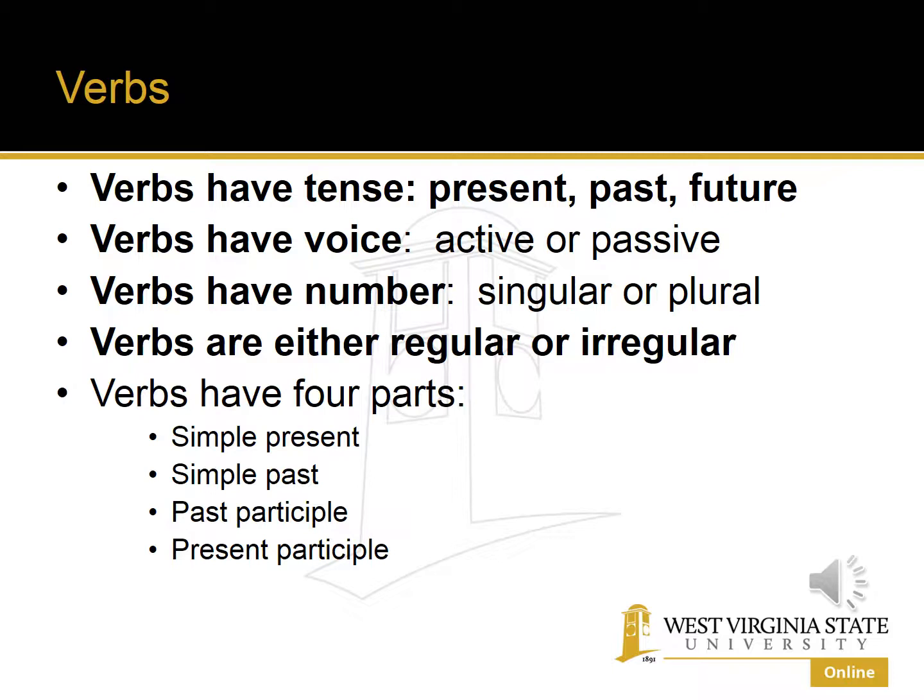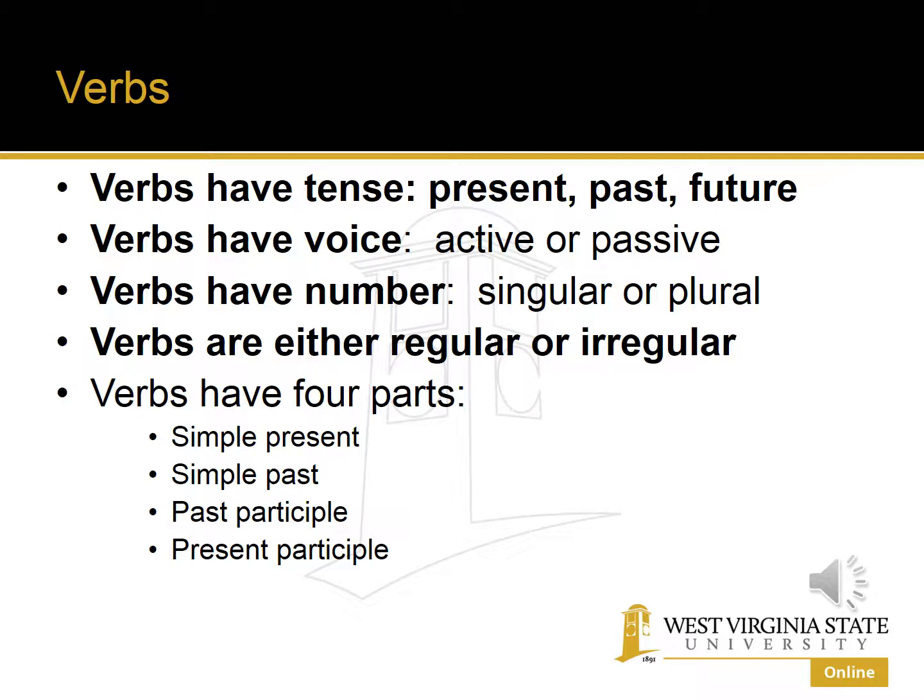The third thing to consider is that verbs have number. Some verb forms go with singular nouns and pronouns. Some verbs go with the plural. I, you, he, she, it are all singular. We, you, they are plural. In English, only the third person singular changes form in the present tense, except for the verb to be. In the verb to be, we have multiple forms depending on the pronoun.